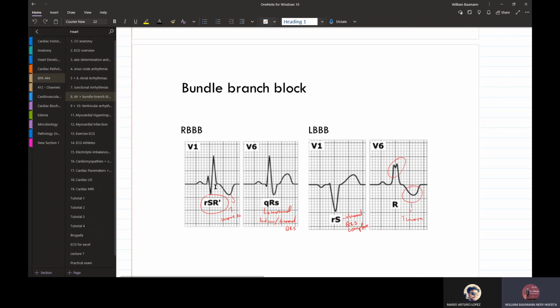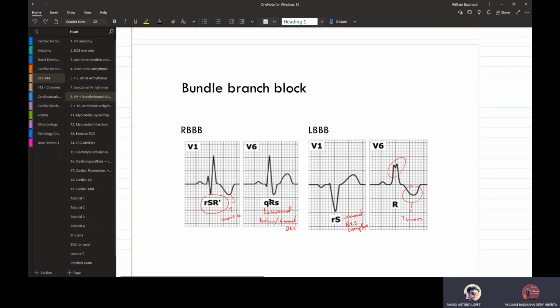Because you have an altered depolarization, and that is also going to induce an alternative repolarization. And the same is true for the left bundle branch block. We see the M shape with an inverted T wave. Okay. All right?